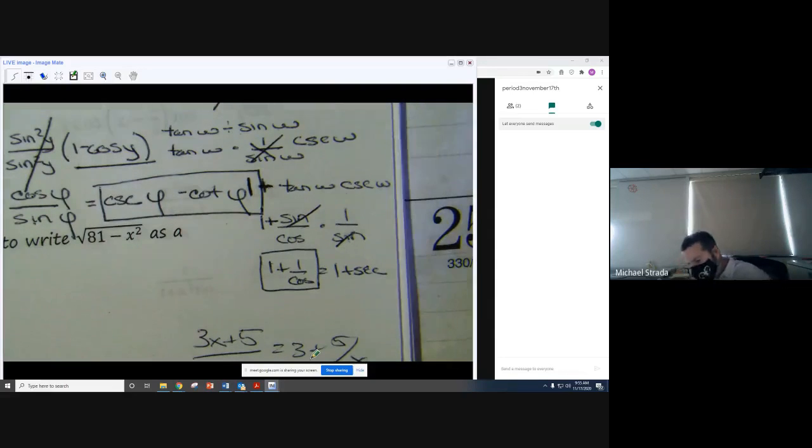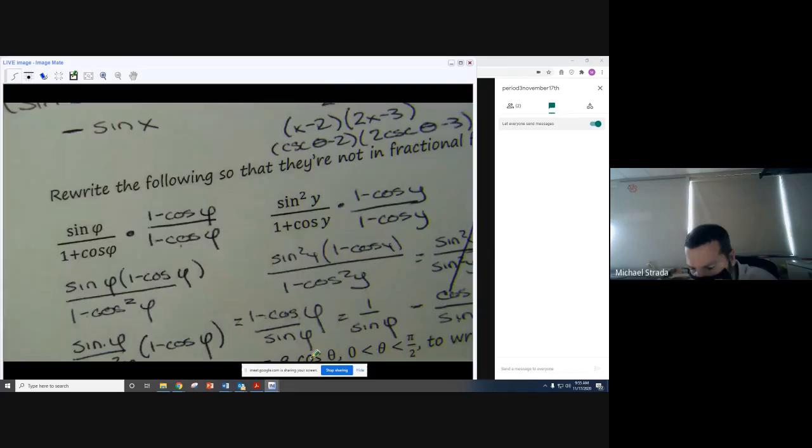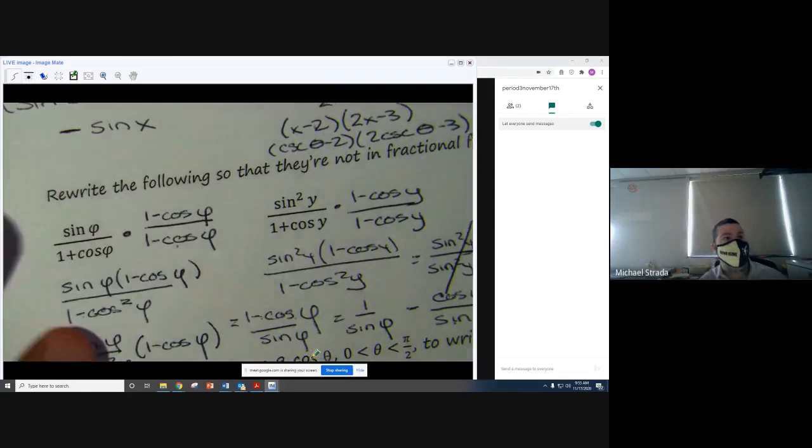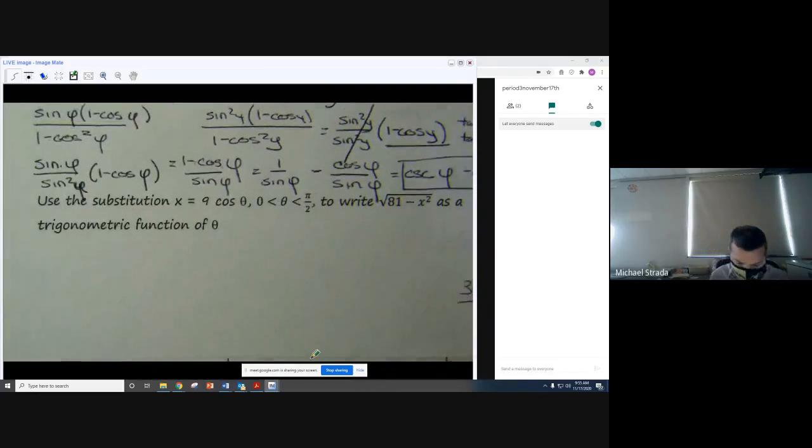Now the last thing, which is the easiest thing to do, and please don't ask me what's the point, because I don't know what the point is, but it's 3 points, so let's give them to you. It says use the substitution x equals 9 cosine theta, 0 is less than theta is less than pi over 2 to write the square root of 81 minus x squared as a trigonometric function of theta. Now, this is setting you up for calculus for whenever you do it. That's the only point to this.